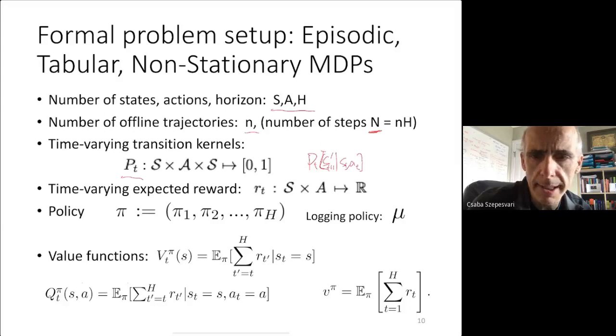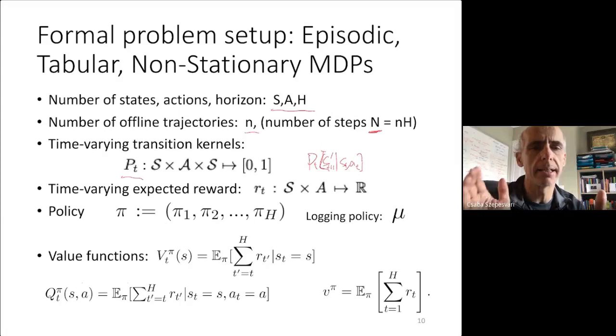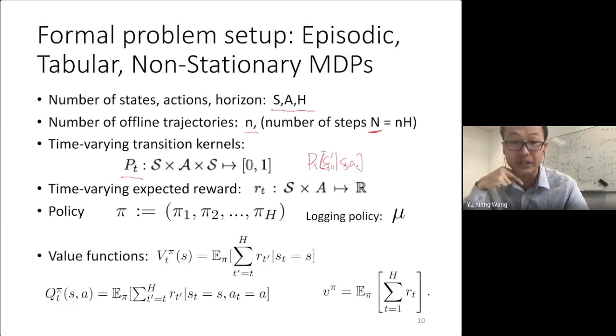Question: this time that you're talking about is a time within an episode, right? Like it's an index. That's right. It's time within the episode. So the transition kernel is actually different for every time point within the single episode. There are in total H steps within each episode, and the data that you have is n trajectories or n episodes that have already been collected.